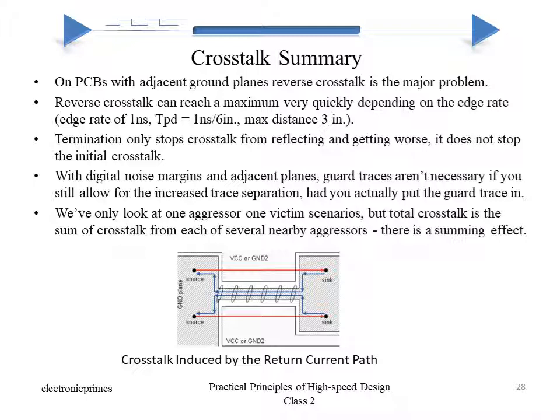With digital noise margin and adjacent planes, guard traces aren't necessary, if you still allow for the increased trace separation you would have had if you actually put the guard traces in. So we only look at one aggressor, one victim scenarios in this case. But in total, the crosstalk is the sum of the crosstalk from each of the several nearby aggressors, so there is a summing effect. You can see in the picture how crosstalk is induced by the return current path, source and sink with the ground plane, where you have a reference of VCC and ground.